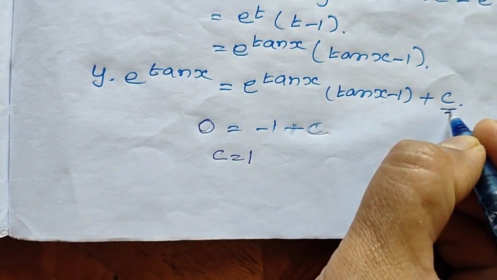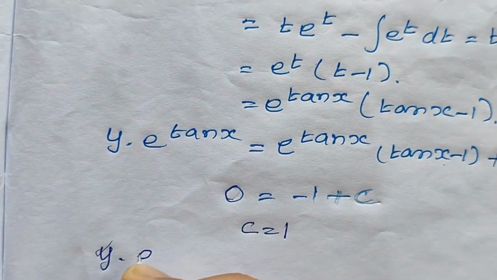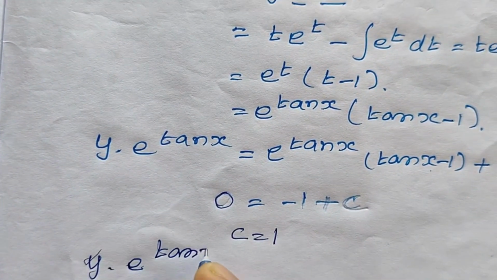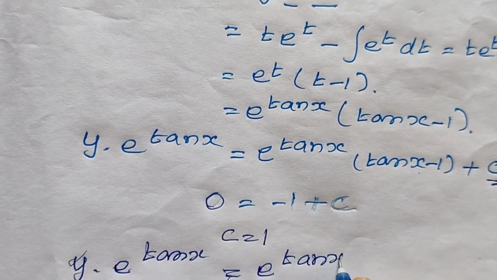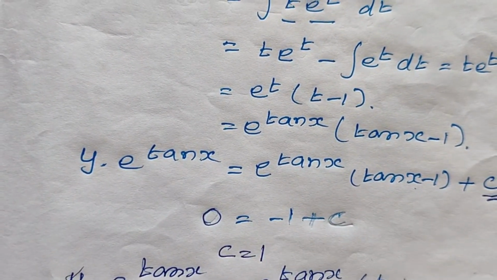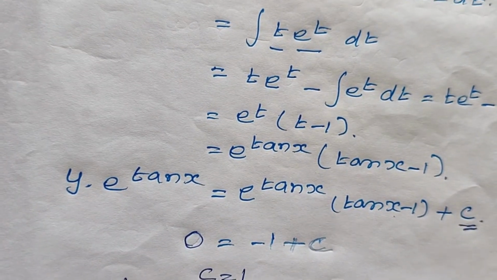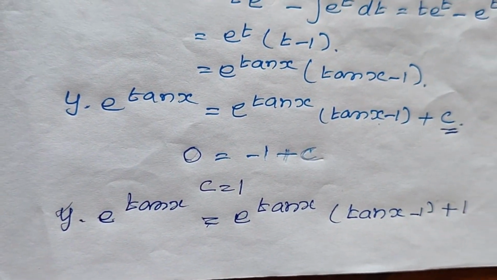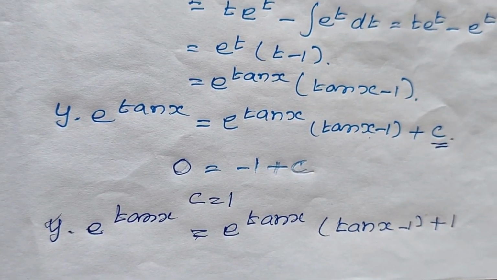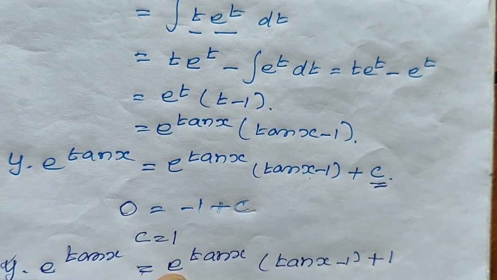Substituting c equal to 1 here, the solution is y into e power tan x equal to e power tan x into tan x minus 1, plus 1. This is the particular solution of the differential equation. Particular solution means you have to remove the arbitrary constant.